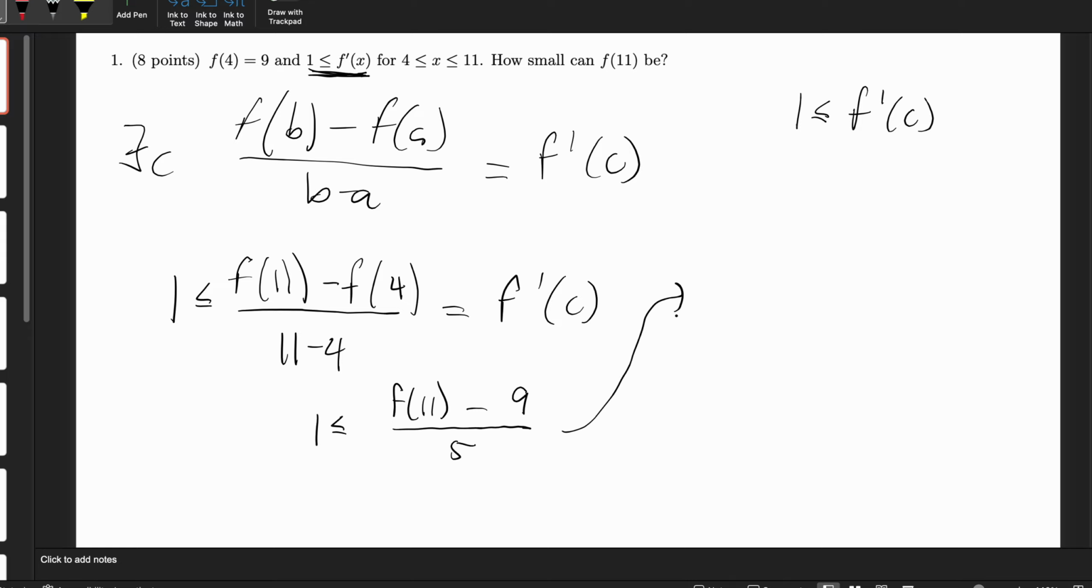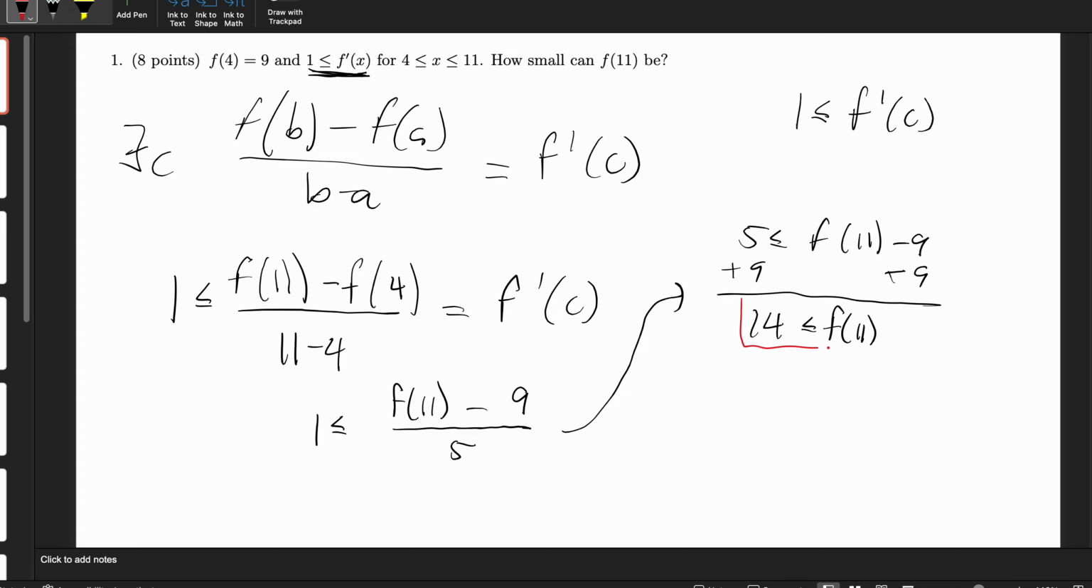Okay, so now I'm going to solve for this inequality. I'm going to multiply by 5 on both sides, so I get f of 11 minus 9 is greater than or equal to 5. And so that tells me that once I add 9 on both sides, I get 14 is less than or equal to f of 11. Good. So that's going to be our final answer. All right, good.